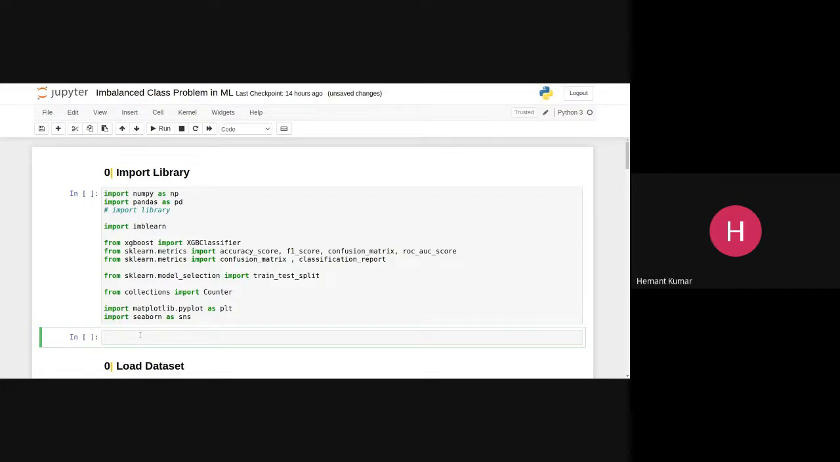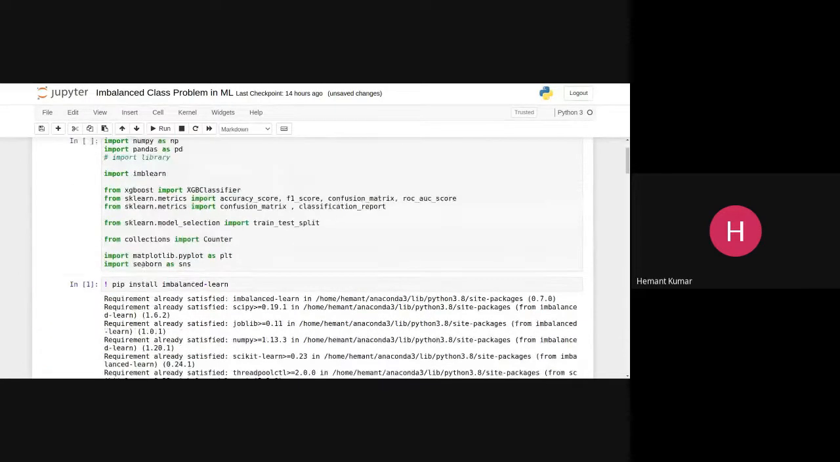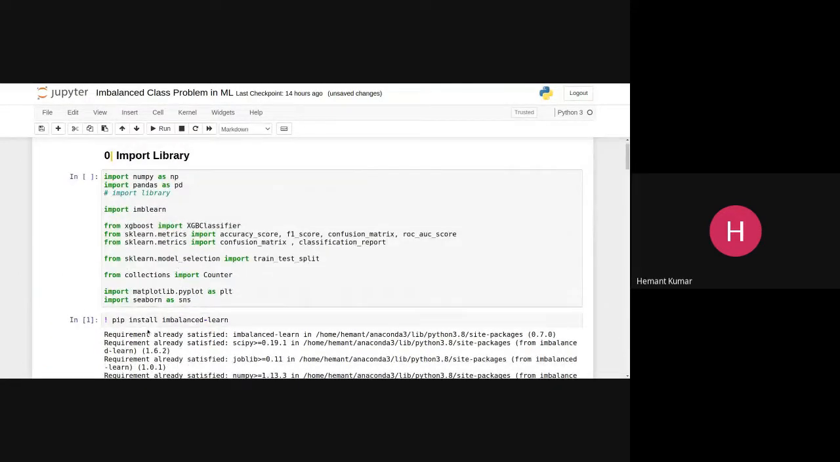To install imblearn, we use pip: just pip install imbalanced-learn. That is the installation. So for the imbalanced class problem, you are using the imbalanced-learn library.